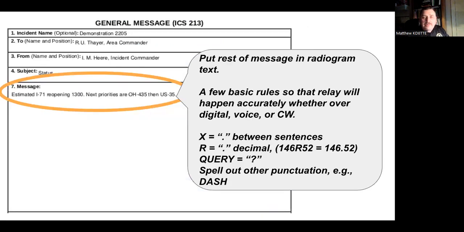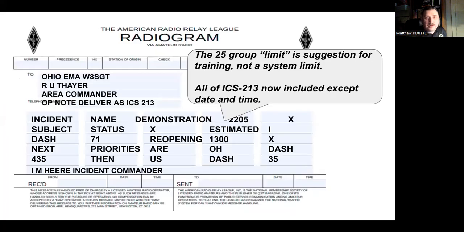So now what happens is we can go into the message, we get the text, put all the stuff in there. We won't go into all the rules for how to make that work so that it can go over voice and CW circuits and all that kind of stuff. But we finally wind up with a radio message that looks like this. Some people raise the question, oh, this is limited to 25 words. That's not useful for anything.